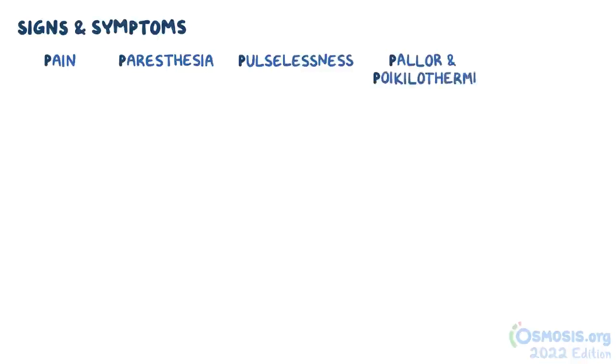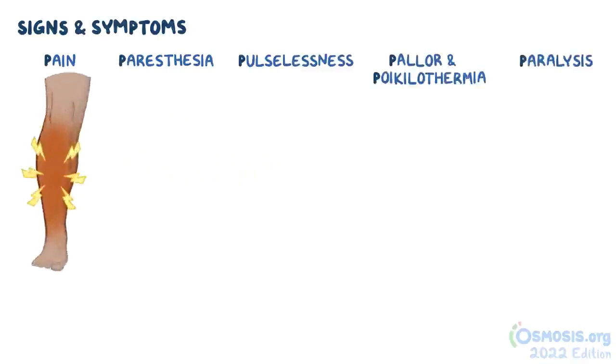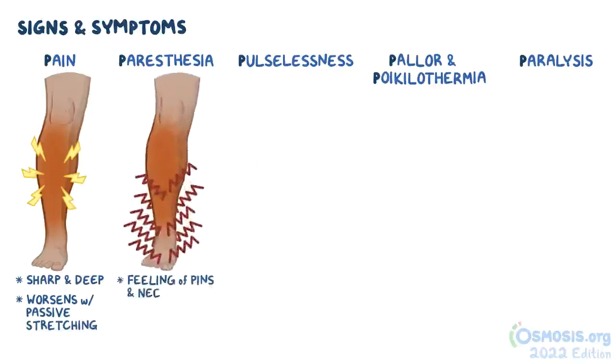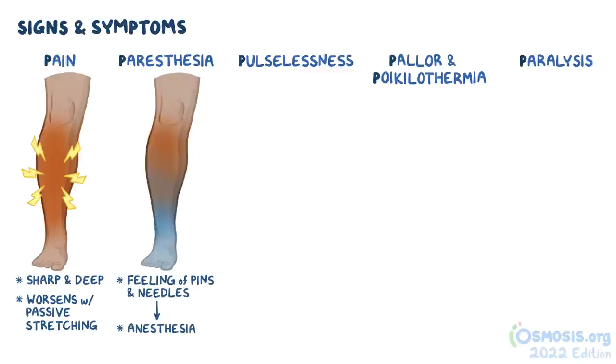Signs and symptoms of compartment syndrome can be remembered as the 6 Ps, which are pain, paresthesia, pulselessness, pallor, poikilothermia, and paralysis. The most common is pain, which is usually described as sharp and deep, and worsens with passive stretching of the affected muscles. Pain is followed by paresthesia, which is an abnormal sensation like feeling of pins and needles or numbness that can even progress to anesthesia or a loss of sensation.